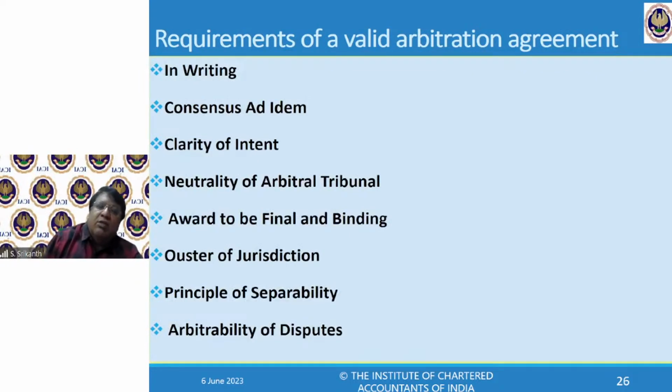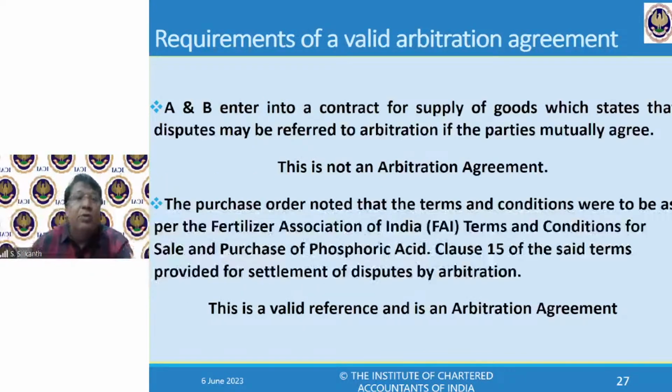We already saw this: consensus ad idem, clarity of intent, neutrality, award to be final and binding, ouster of jurisdiction. That is, you should clearly say, High Court will not have jurisdiction once the matter goes to arbitration. Once the matter goes to arbitration, no High Court, no court, nothing. You go through arbitration. You agreed. It's a breach of agreement. Consensus ad idem. Okay. There should be the principle of separability. See, even if the original agreement is invalid, if the arbitration clause can be separated and executed, then you can apply the arbitration clause, even though the original agreement may be seen as invalid. And the dispute should be something that is capable of being arbitrated. There are disputes that cannot be arbitrated.